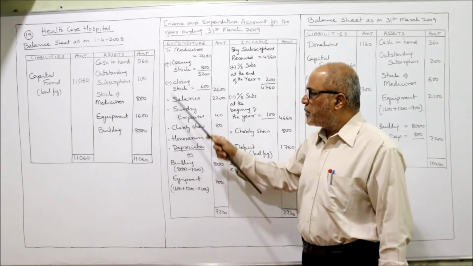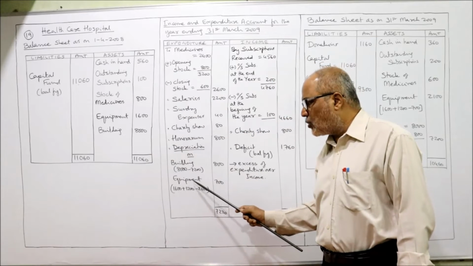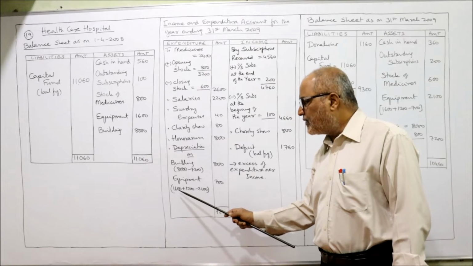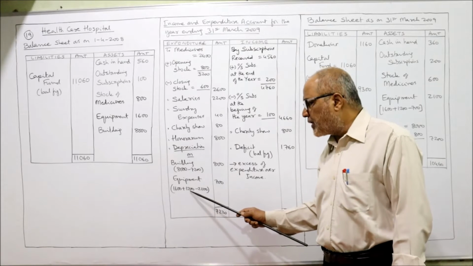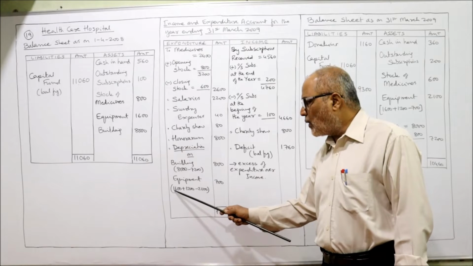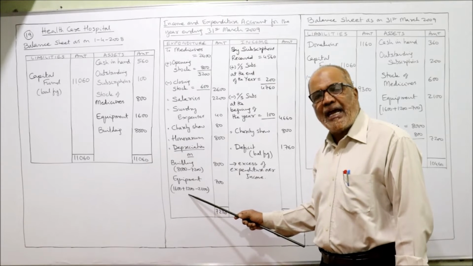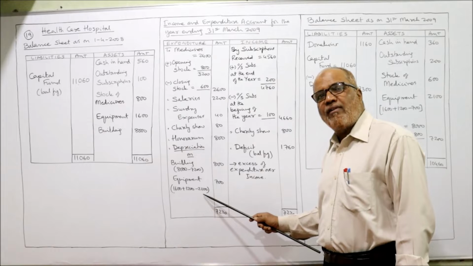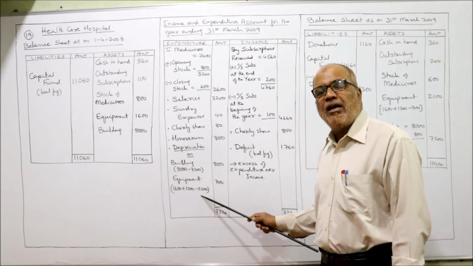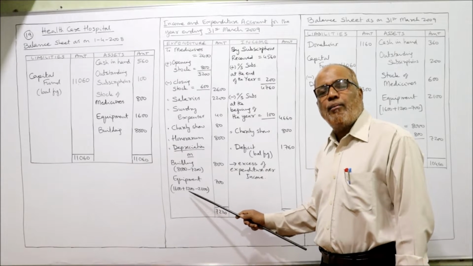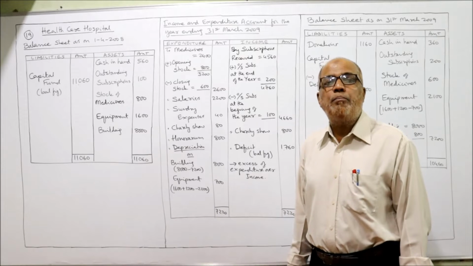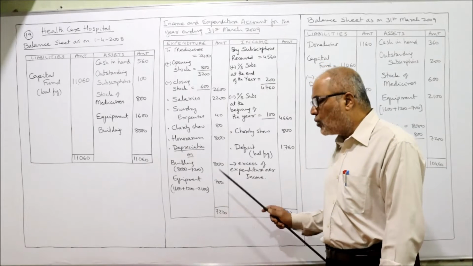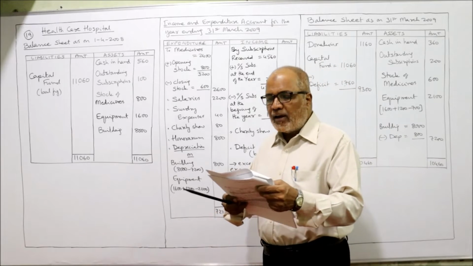So here on the expenditure side, last you can see equipment. Beginning of the year we were having 1600 equipment. During the year equipment purchased 1200. If you add up these two, it will be 2800. End of the year value is 2100. So 2800 minus 2100, 700 rupees is the depreciation on equipment. That's all.